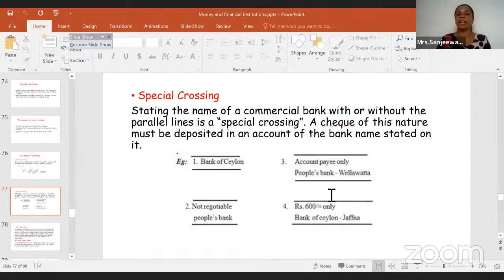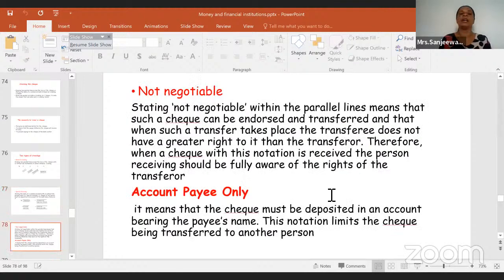Then, these are the terms that we have used under general crossing. Not negotiable. What do you mean by not negotiable? That means such a check can be endorsed and transferred, but when such a transfer takes place, the transferee does not get a higher or better right than the transferor. So if you have got a stolen check, you also will be guilty. You will not get a better right than the transferor, so you also will get the same title. So when you get a check with this notation, you have to be very careful.